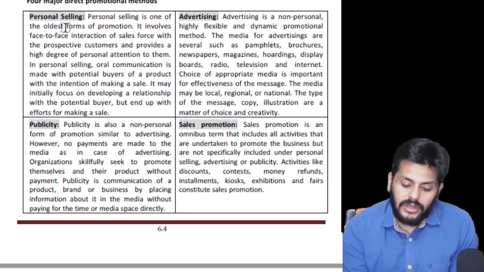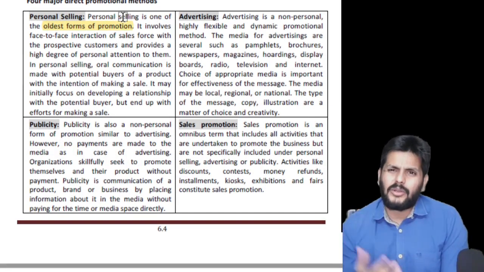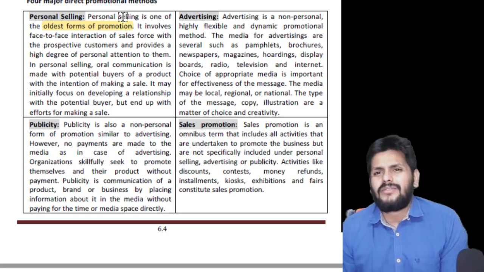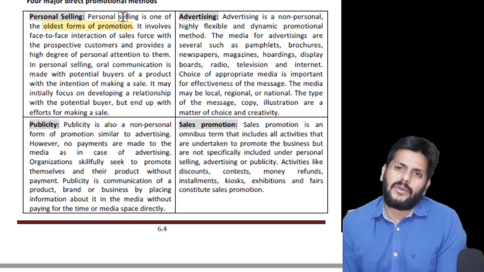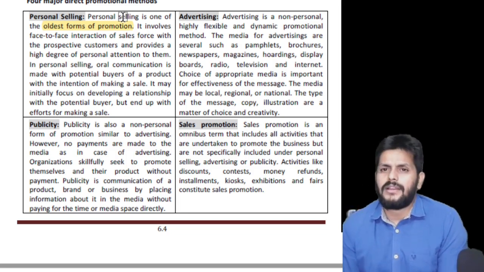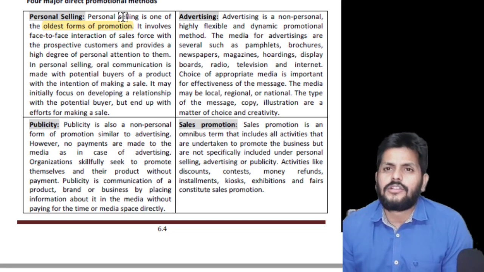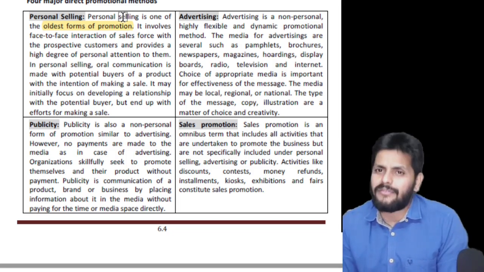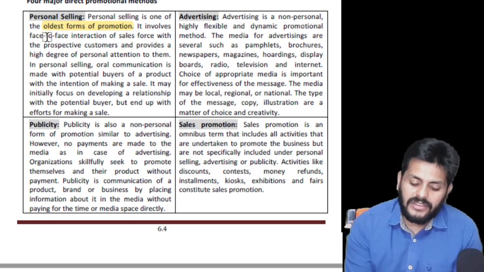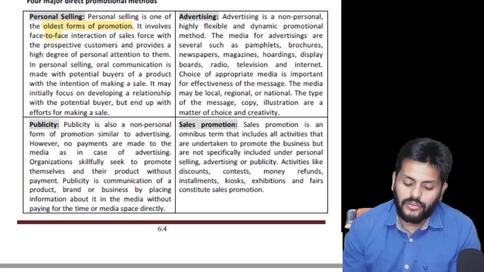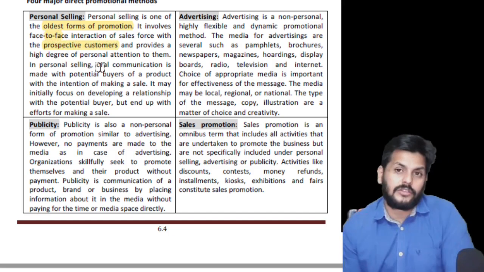Personal selling is one of the oldest forms of promotion, going door to door and selling. Nowadays, with all the apartments and gated communities, many salesmen are not allowed inside. But still, if you are living in an area where most of the residential houses are independent houses, you still have some people come door to door to promote their product. It involves a face to face interaction of the sales force with prospective customers, not customers.